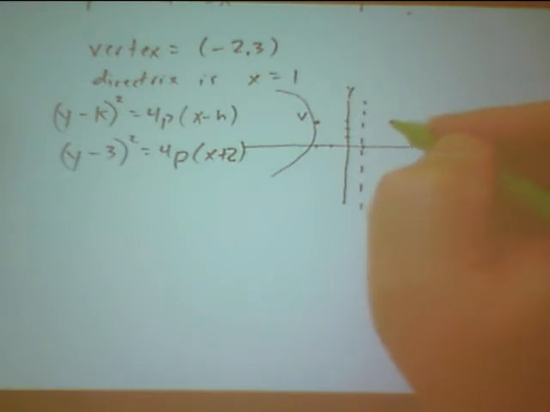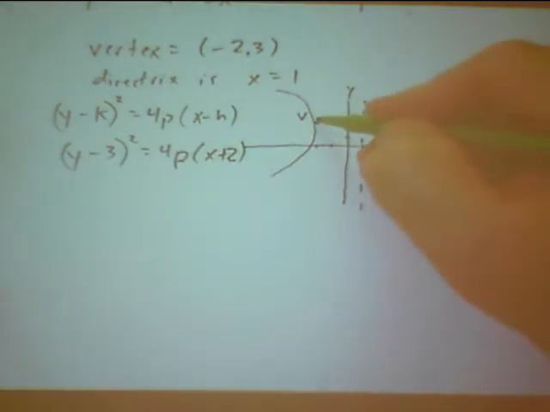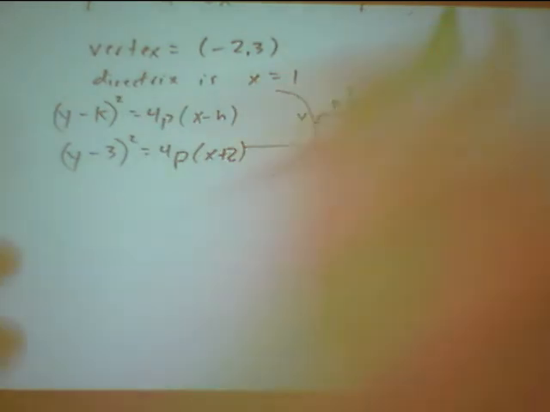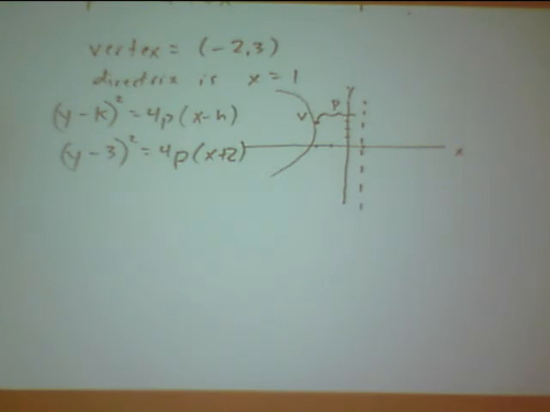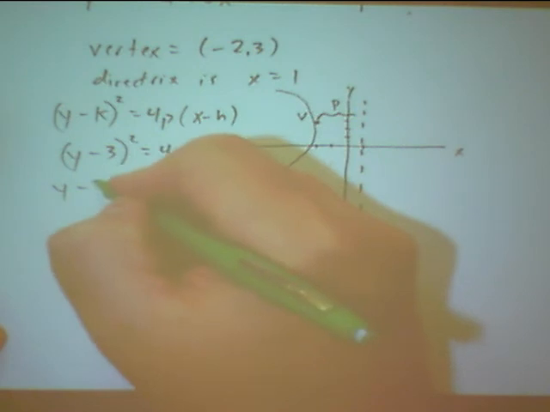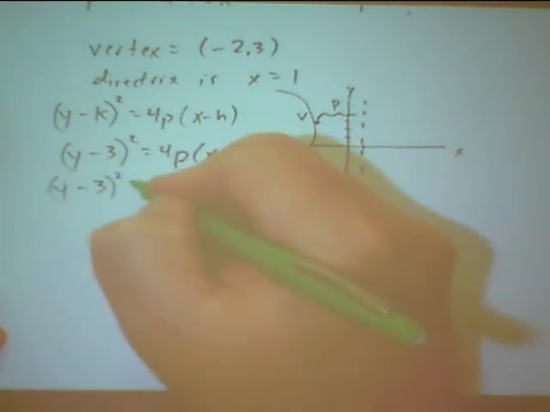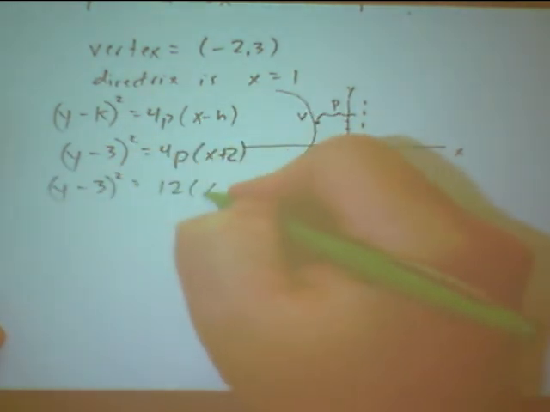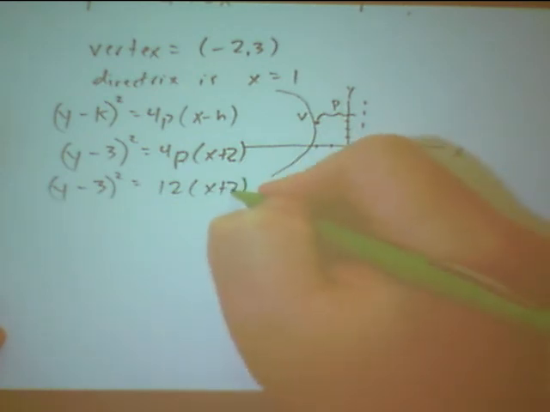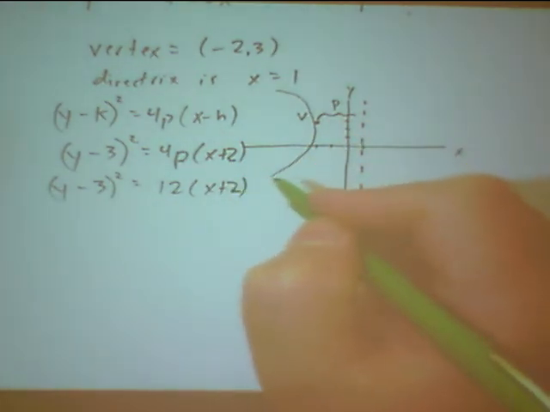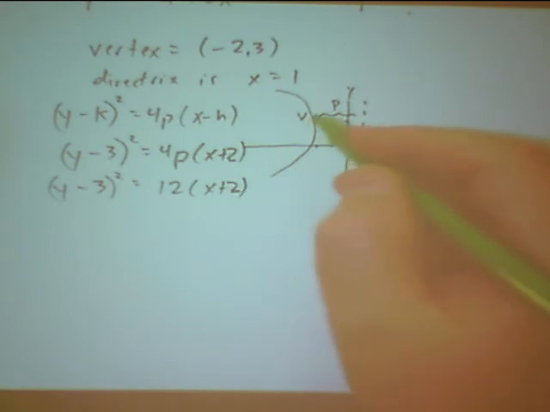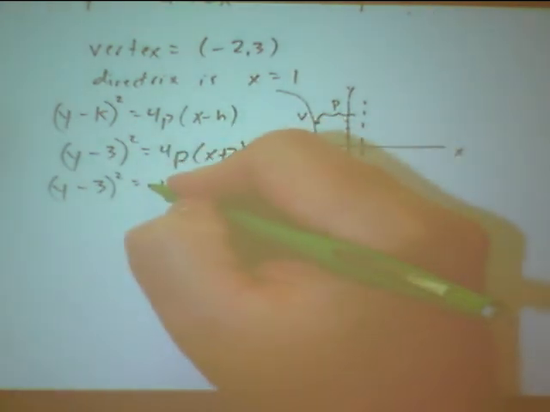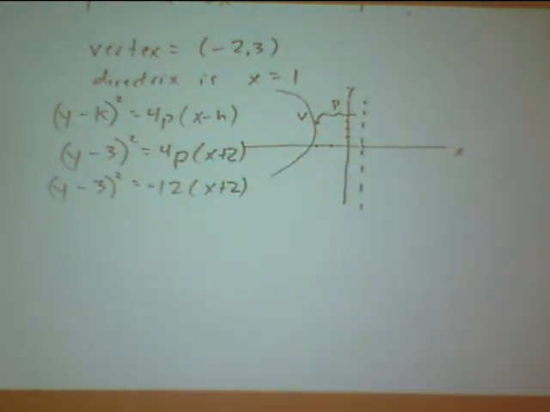Now, can I figure out my p? Well, what is p? p is the distance from the focus to the directrix. Looks like it's 3. So (y - 3)² = 12(x + 2). However, let's check the sign of the coefficient. Looks like it should be negative, right? So we need to go and tack on the negative, and there we go.